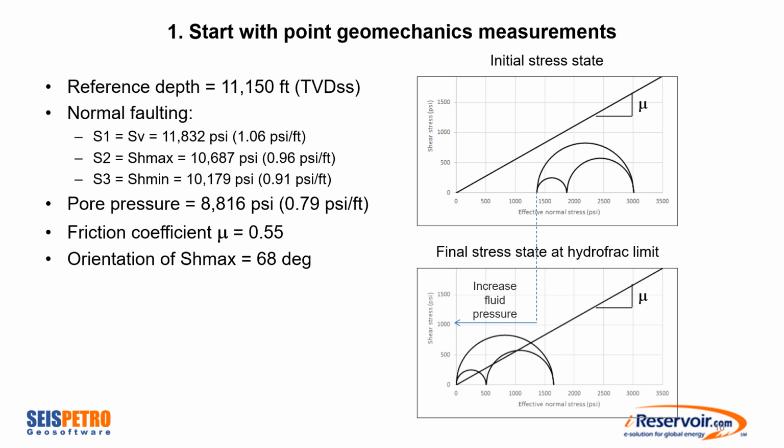When we plot the stress state that corresponds to these parameters in the effective normal stress versus shear stress domain, what we get are Mohr circles that are below the friction line, which indicates that the natural fractures are closed. So in the next slides, we will see what happens when we increase the fluid pressure and move the Mohr circles to the left, and we'll then have some points above the friction line. So this is what we will examine next.